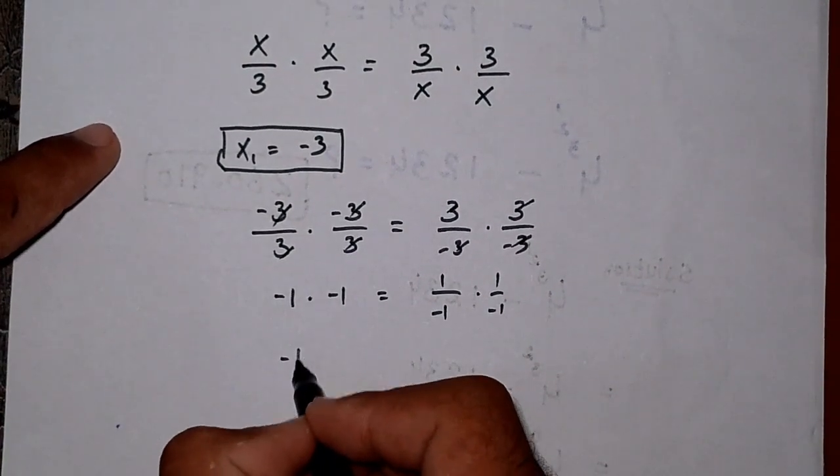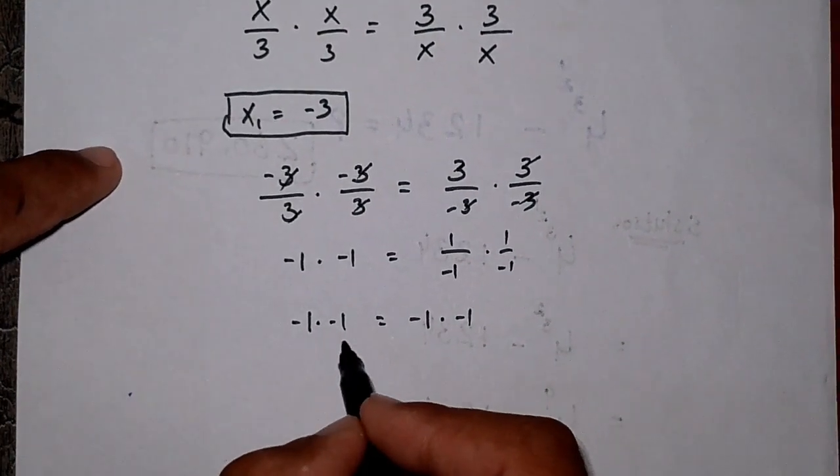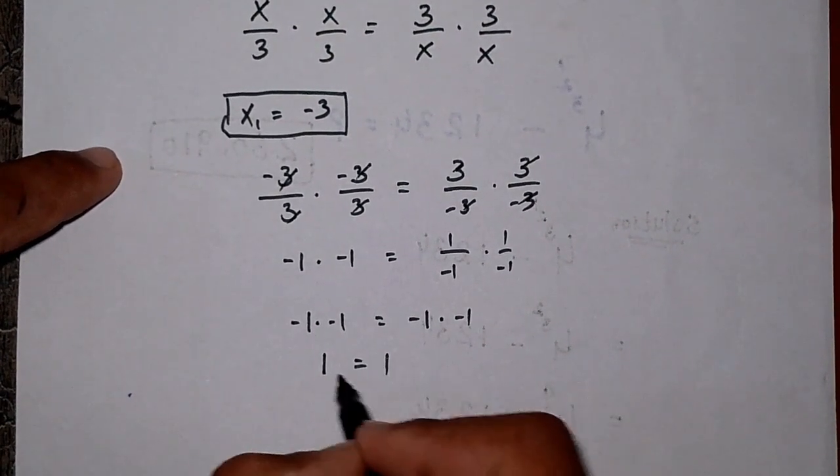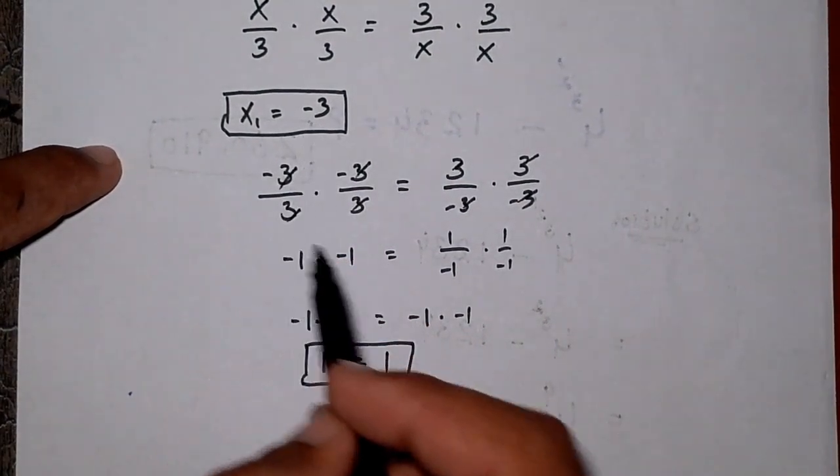Now minus 1 times minus 1 is equal to minus 1 times minus 1. So here minus 1 times minus 1 is equal to plus 1, which is equal to plus 1. So this shows that the left hand side and the right hand side are equal. So the value of x, that is minus 3, is correct.